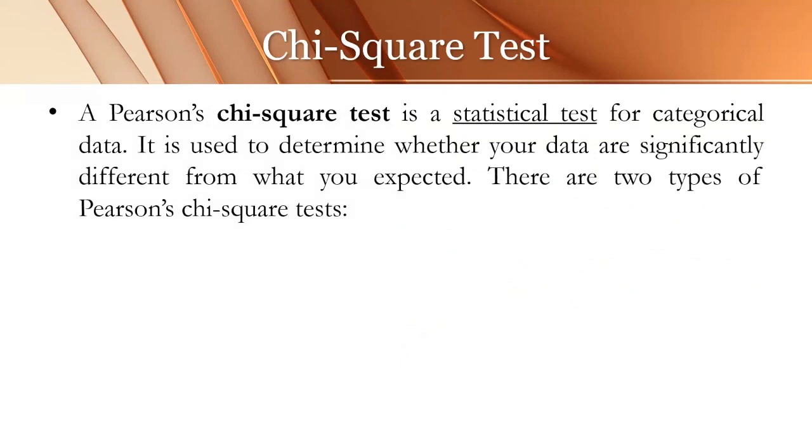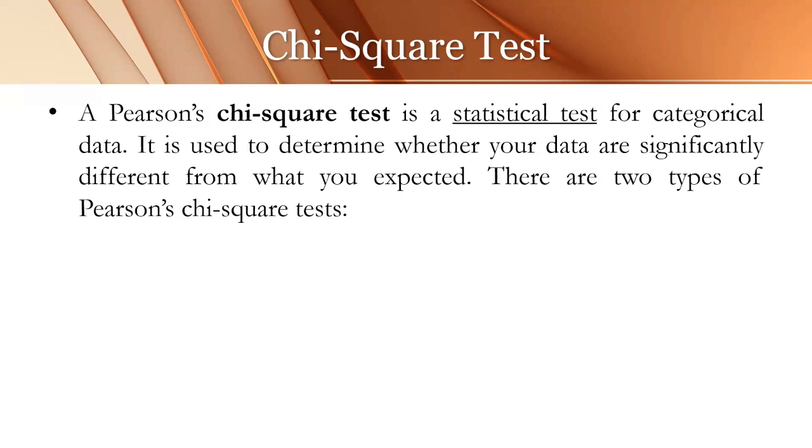Pearson Chi-square test is a statistical test for categorical data. So far, as a part of comparing means, we have used a dependent variable as well as an independent variable. We also used interval data, ratio data, even categorical data. Categorical data is nothing but nominal data and ordinal data. But if the 2 variables belong to categorical data, meaning either nominal or ordinal, in that case one has to go for the Chi-square test. It is used to determine whether your data are significantly different from what you expected.